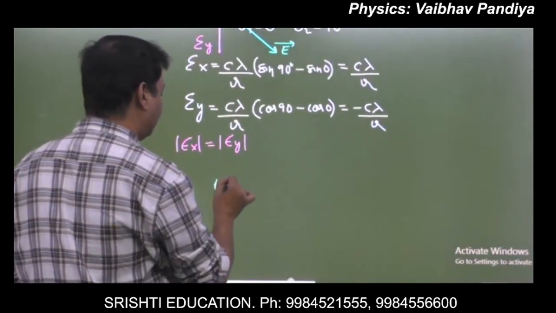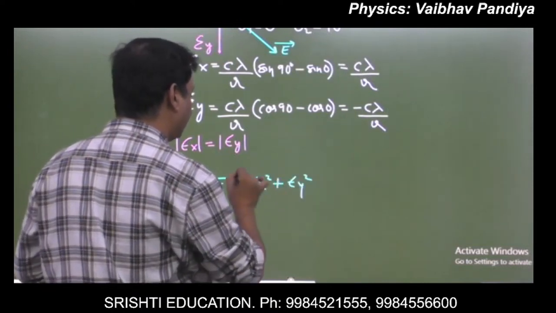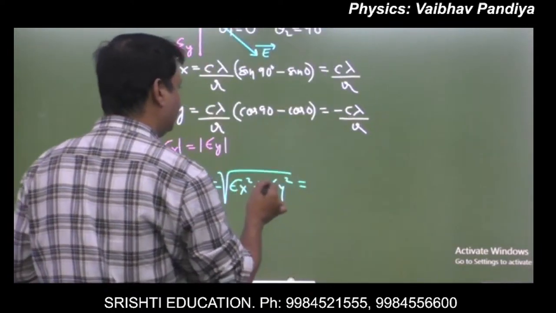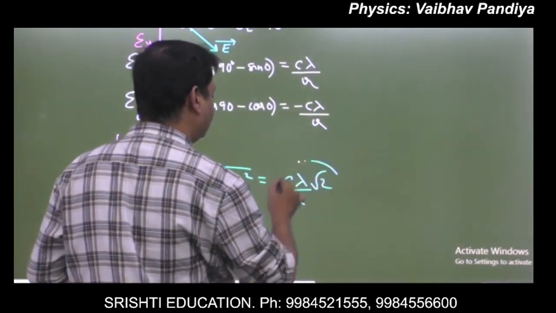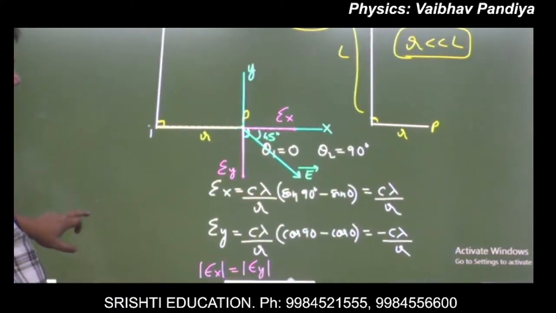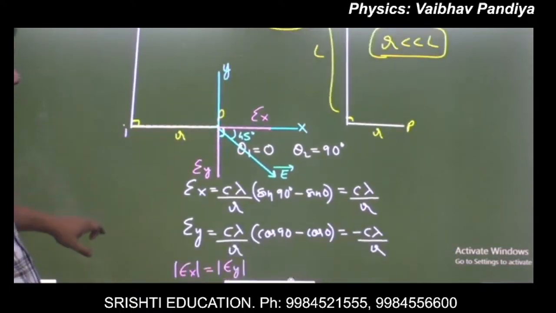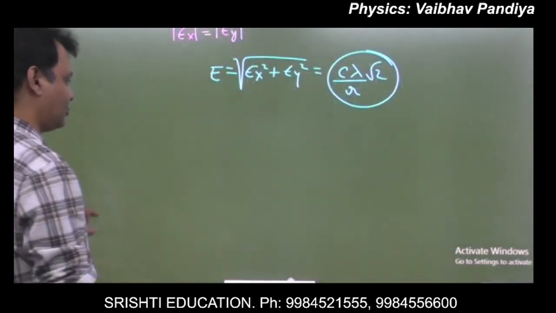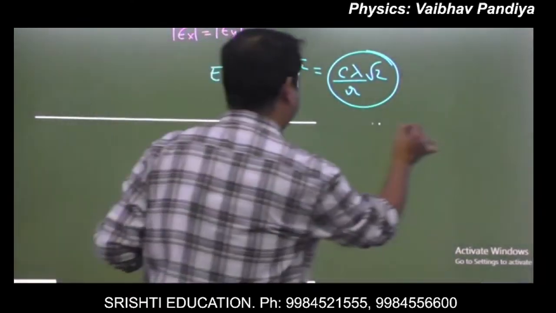And E will have a magnitude of the square root of Ex square plus Ey square. So I'll get C lambda by R root 2. This is your electric field at the end of a semi-infinite rod, or a finite rod where the distance is much less than the length of the rod. C lambda by R root 2, okay? Now what we have to keep on fingertip?